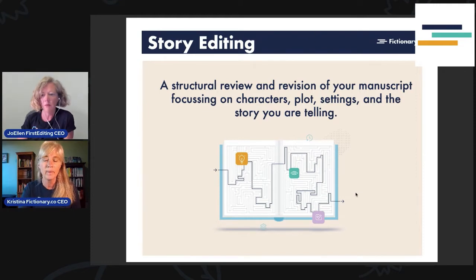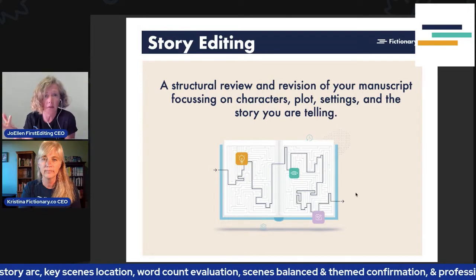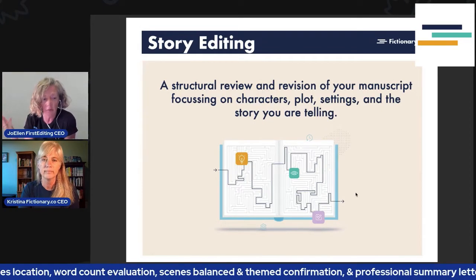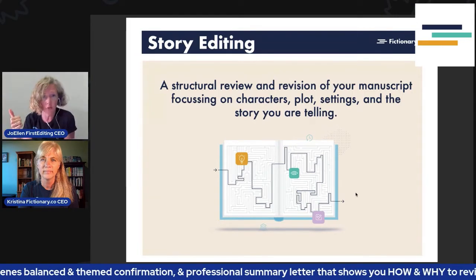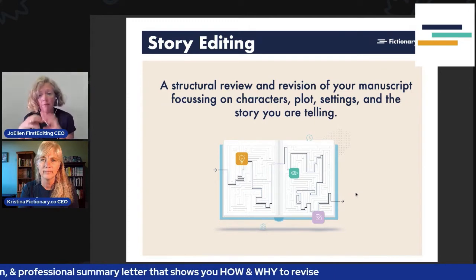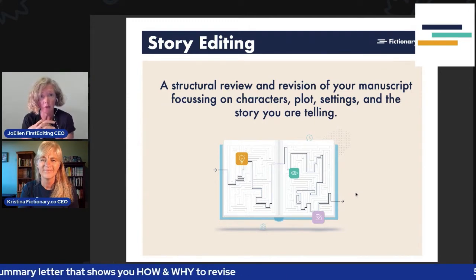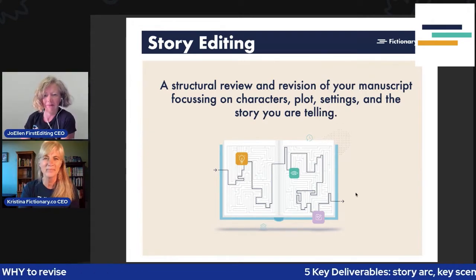Correct. And I'm just going to throw this little banner up here. It mentions when you're working with the editor, their goal is to provide you 5 key deliverables, which is going to be the story arc, which we're covering tonight, the key scenes, like she mentioned, and then making sure it's balanced and themed, and a summary letter, which we hope to have enough time to get to also tonight.